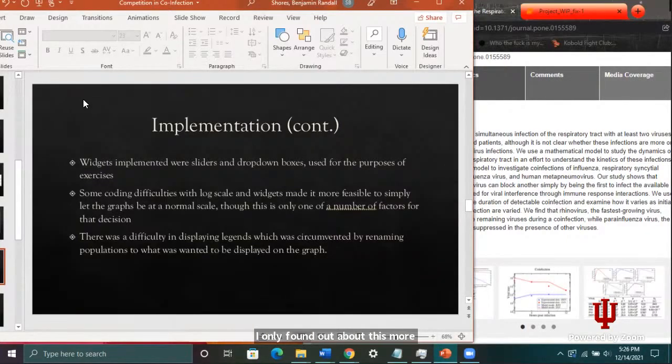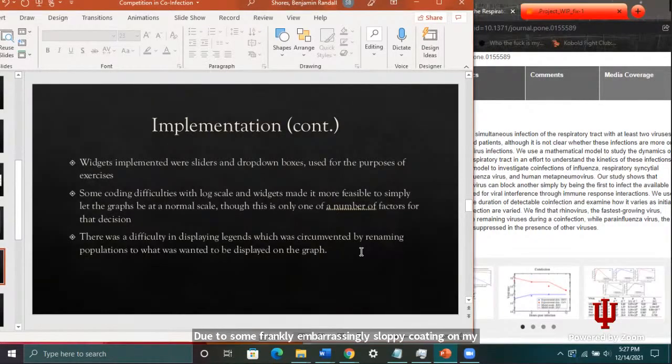And not noted here, because I only found out about it this morning and have since pushed a fix to the Nano Hub that has not been approved yet. So when you open up the app, this problem will still be around as a bug created by renaming populations to what is wanted to be displayed on the graph, due to some frankly embarrassingly sloppy coding on my part.